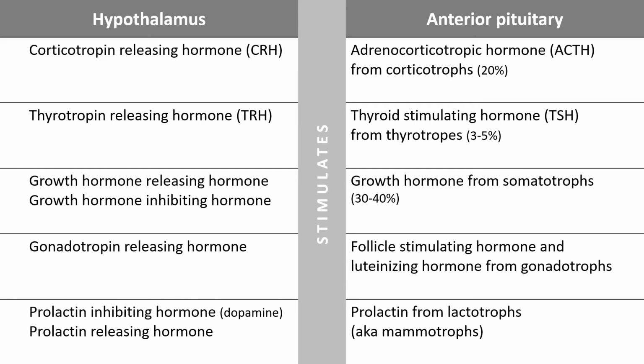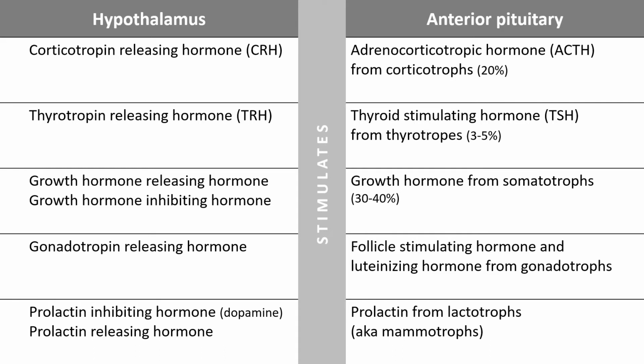Gonadotropin releasing hormone is all about stimulating the release of follicle stimulating hormone, FSH, and luteinizing hormone from gonadotrophs in the anterior pituitary. Then right at the bottom we have prolactin inhibiting hormone, which incidentally is dopamine, and prolactin releasing hormone. They regulate the release of prolactin from lactotrophs, also known sometimes as mammotrophs.